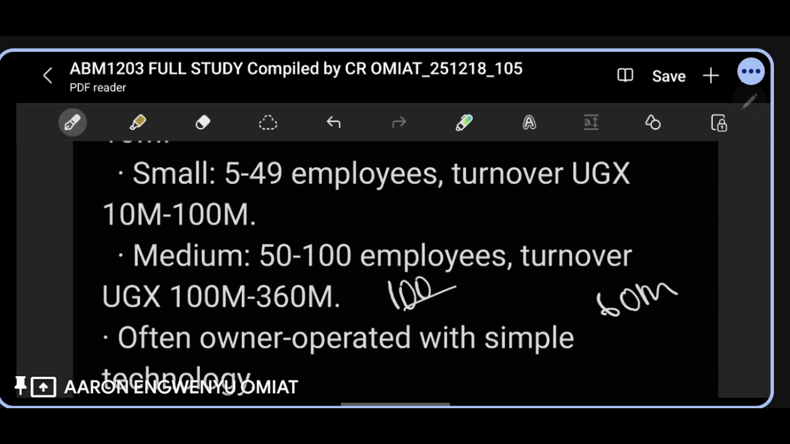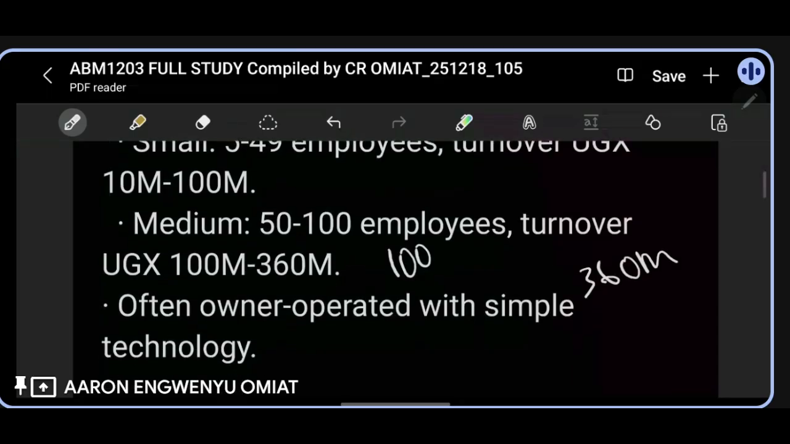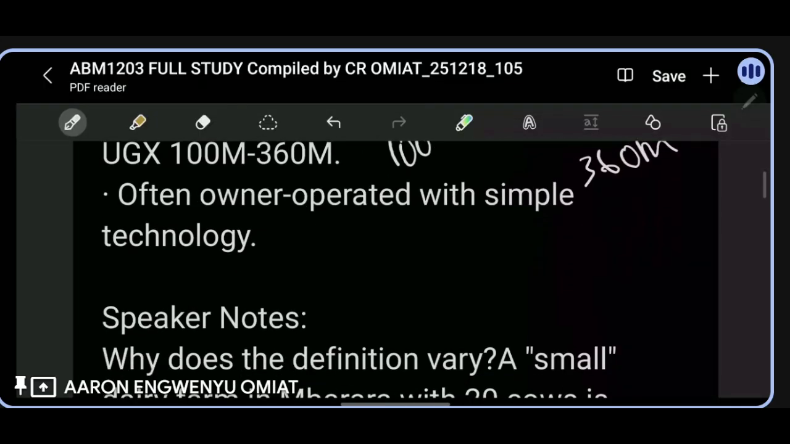I think if you had to look, even at one of the common big businesses, which are schools, it's hard to find a school with 100 teachers and with this kind of income. So often owner-owned with simple technology, that's a characteristic of all of these MSMEs.